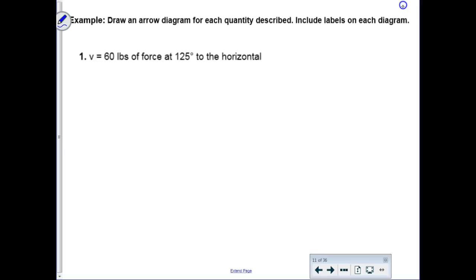So here we go, let's try. This is on your notes finally, I think. Back to the front, please. It says your vector has a 60-pound force at 125 degrees to the horizontal.